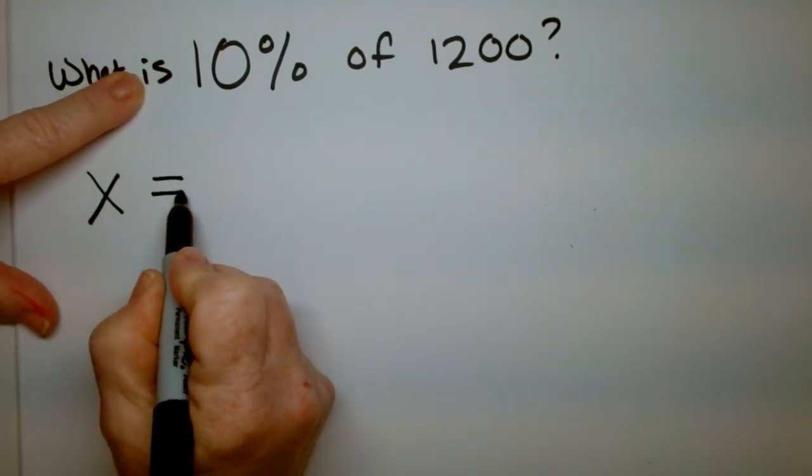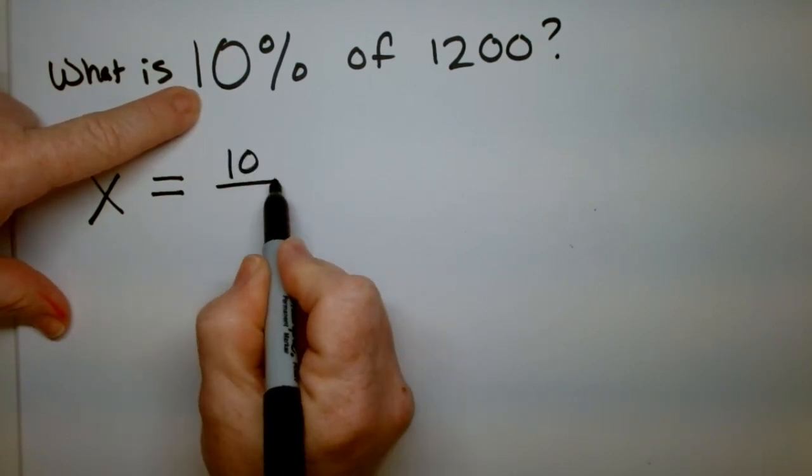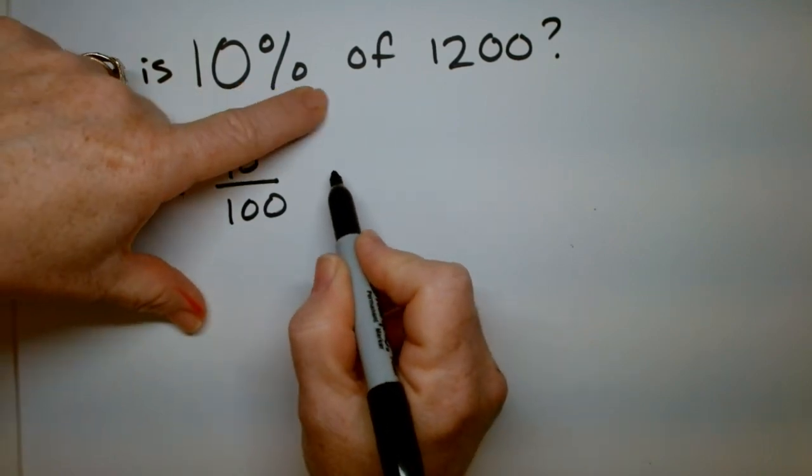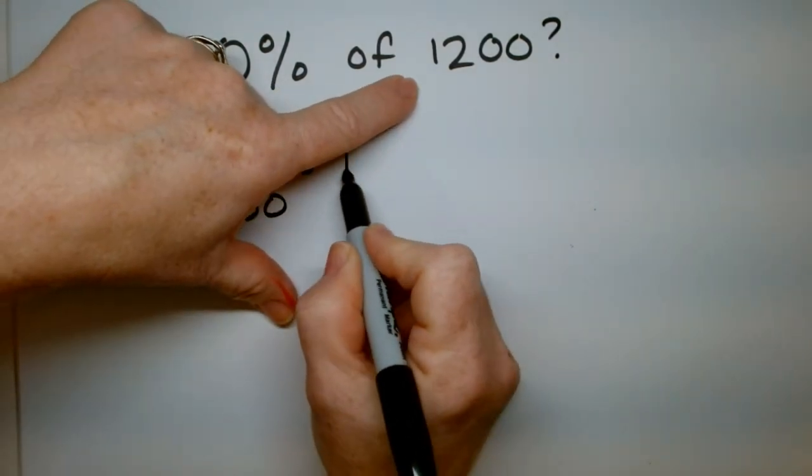That's right, it's the equal sign. 10% is 10 over 100. That's how we write our percent. It's always over 100. Of is multiply. 1200 is here.